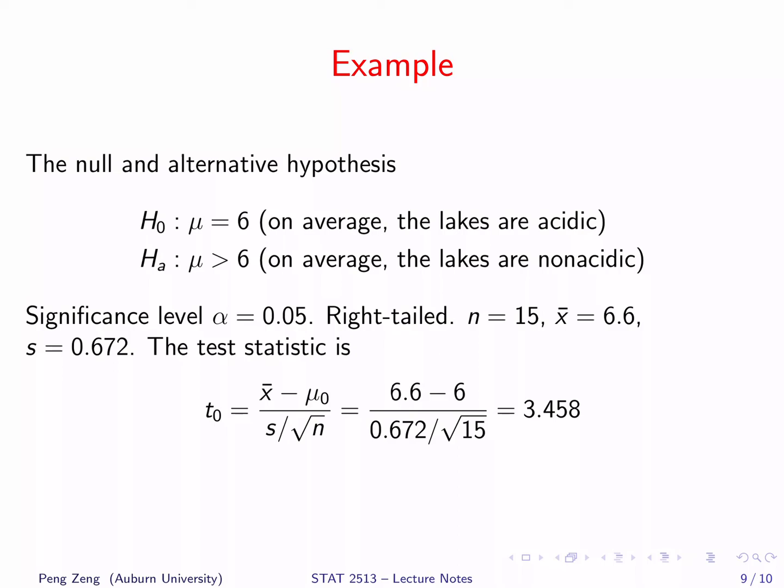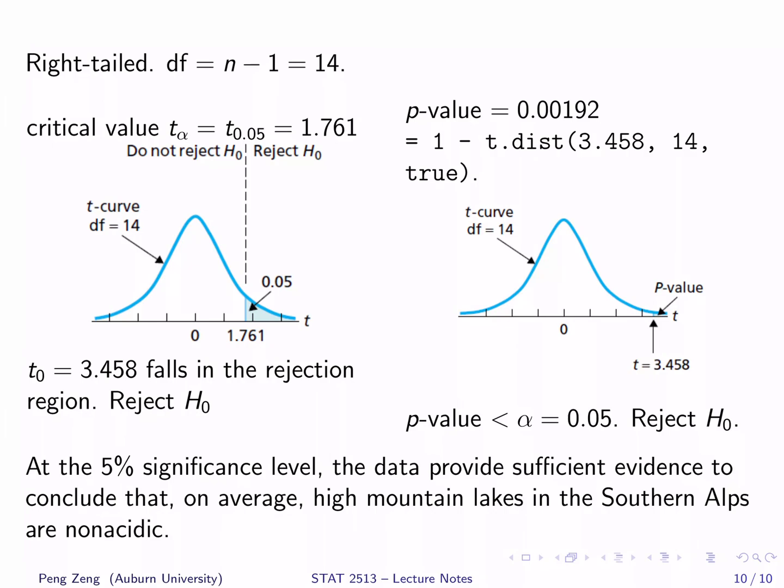We can calculate the test statistic as follows. Notice that x bar is the sample mean, s is the sample standard deviation, and n is the sample size. Do the math and we get t0 as 3.458. The sample size is 15, and the number of degrees of freedom is n-1 equals 14.